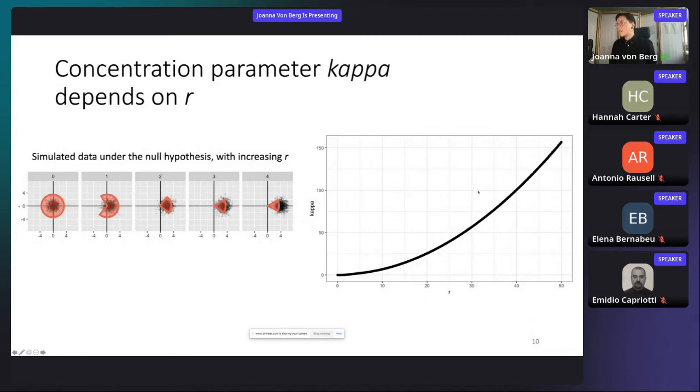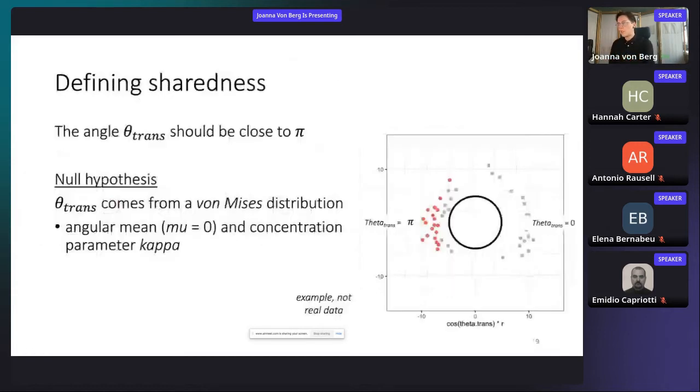So we use this to put in the exact value of kappa that is estimated from this function in the von Mises distribution. And now we can also calculate p-values for the angle of each SNP. That tells us how likely it is that that SNP does not have a shared effect, that it is trait specific.